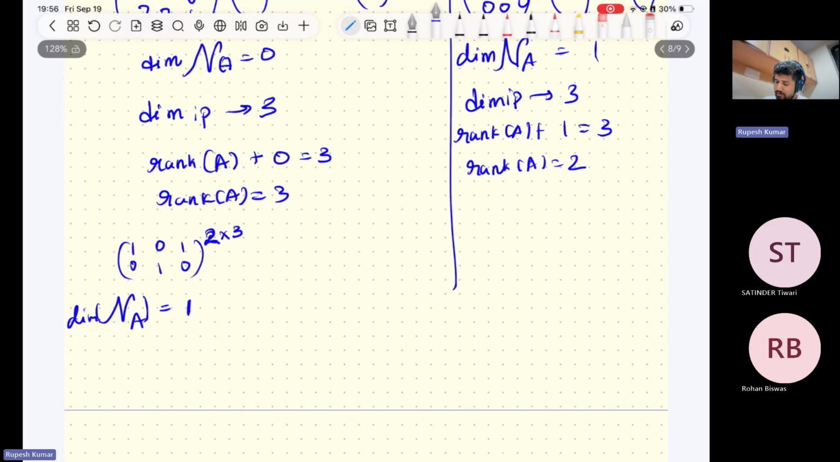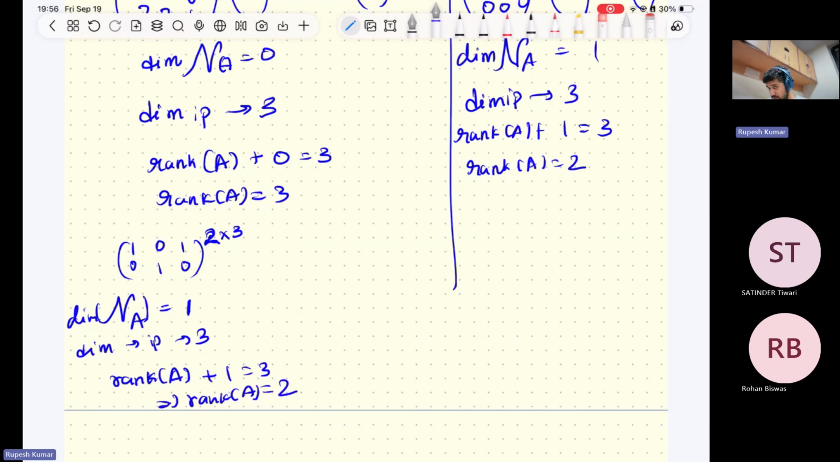Fine. So if this is 1, what is the dimensionality of input? It's 3, right? Then what does this say? Rank of A plus 1 equals 3. This gives us rank of A equals 2, right? Is this true? Fine. So again, you can relate nullity to all these things using RREF forms. You remember that.